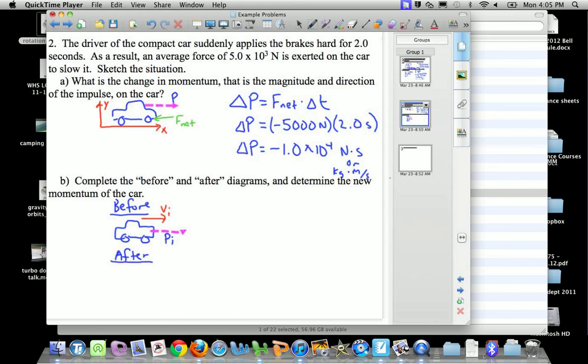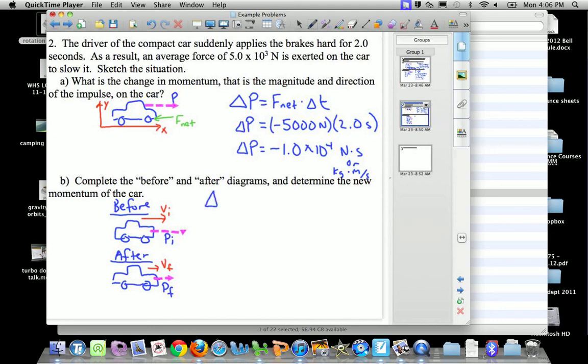After the brakes are applied, it's going to have less momentum. Applying the brakes is going to have a negative change in momentum, so after, we should show a smaller velocity and a smaller momentum on this car after the brakes are applied. So that's what I'm showing here. Smaller final velocity, and the momentum is going to be smaller as well. So there's our before and after diagrams. Now the problem asks us to find the new momentum of the car.